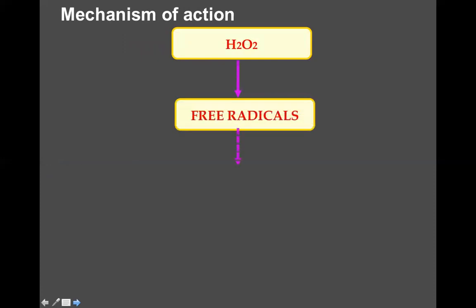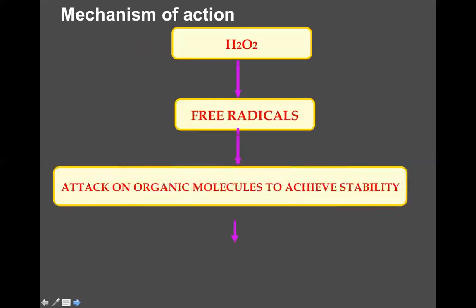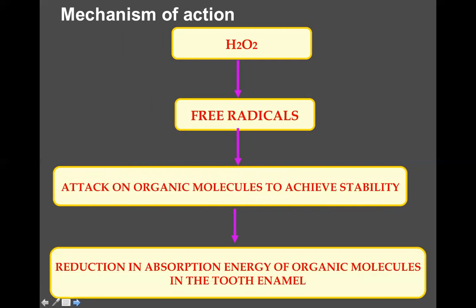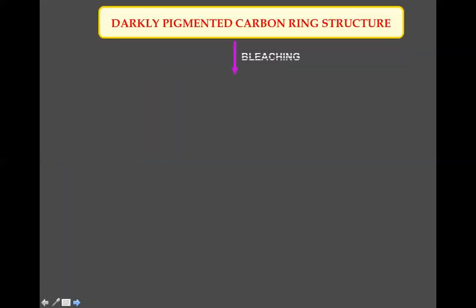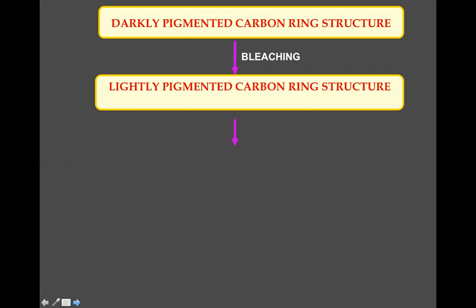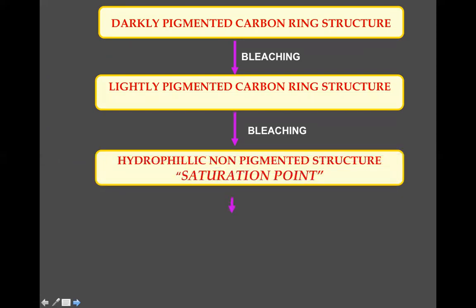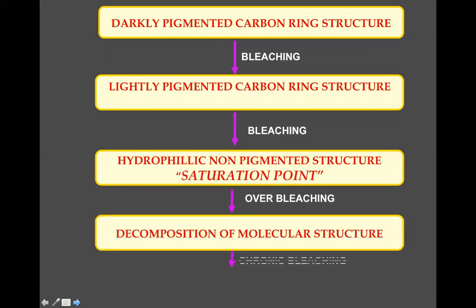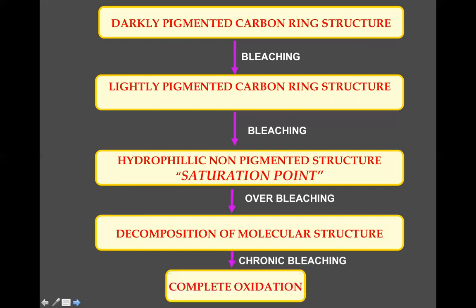The mechanism of bleaching is that when this hydrogen peroxide is placed on the tooth, there is a release of free radicals, and these free radicals attack the organic molecules to achieve stability. This results in a reduction in absorption energy of the organic molecules in the tooth enamel. So darkly pigmented carbon ring structures convert into lightly pigmented carbon ring structures, and this happens up to a point referred to as the saturation point.